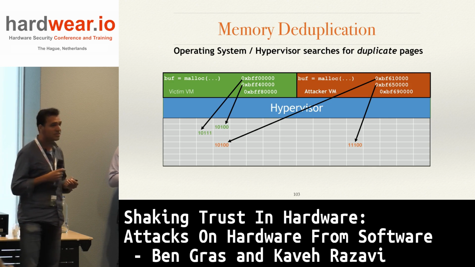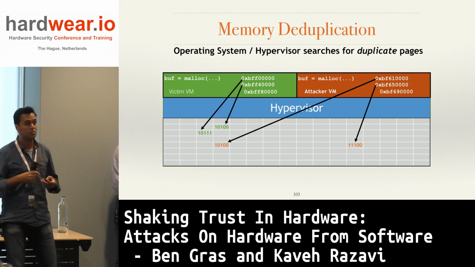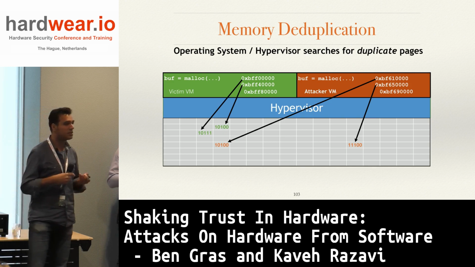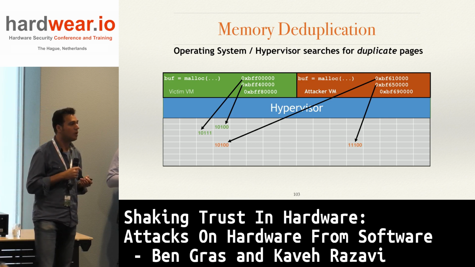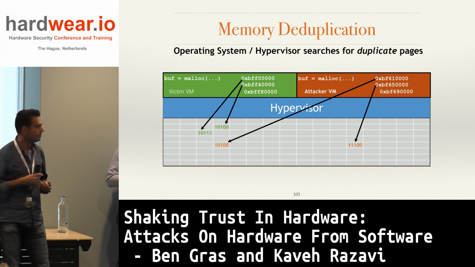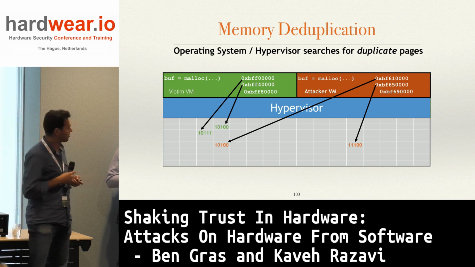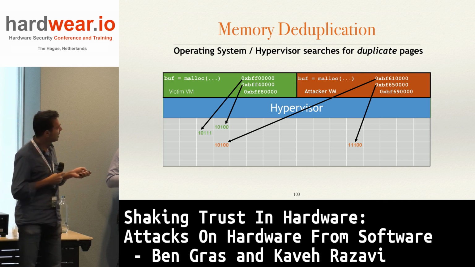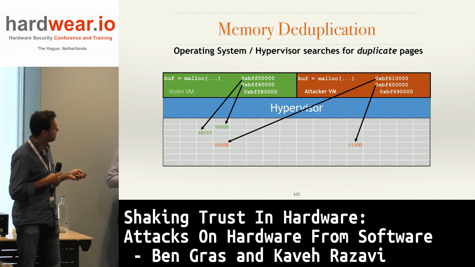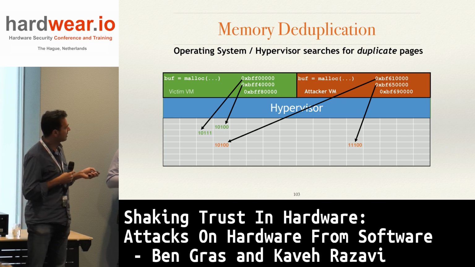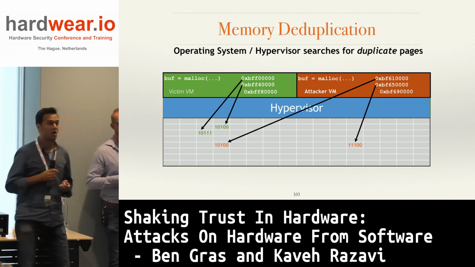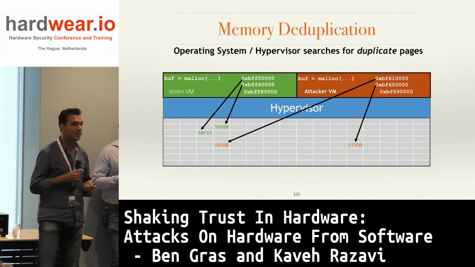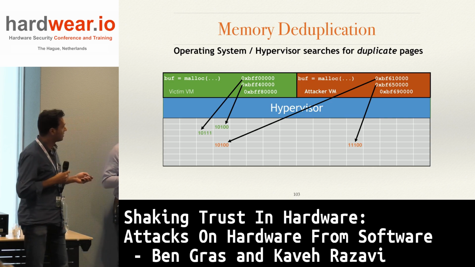So as I said, cloud providers try to avoid wasting memory resources because memory is quite expensive. It's quite limited, right? So you want to only store one copy of the data that is duplicated in the system. Here's an example of how it works. You have a victim VM allocating some memory and writing some data. And here's the attacker doing the same thing. If the attacker knows the content of a page that the victim has, it could basically write it there.